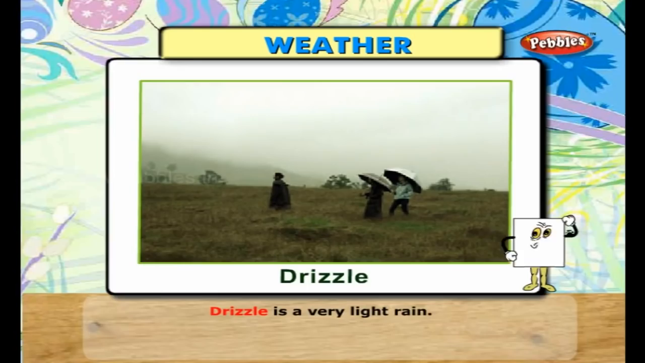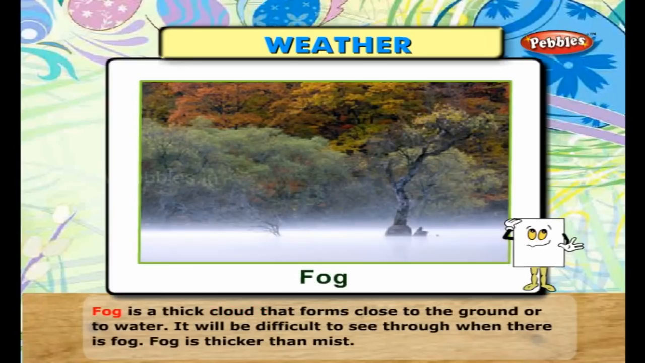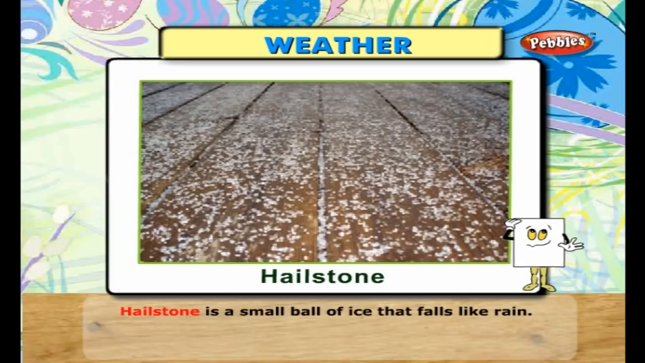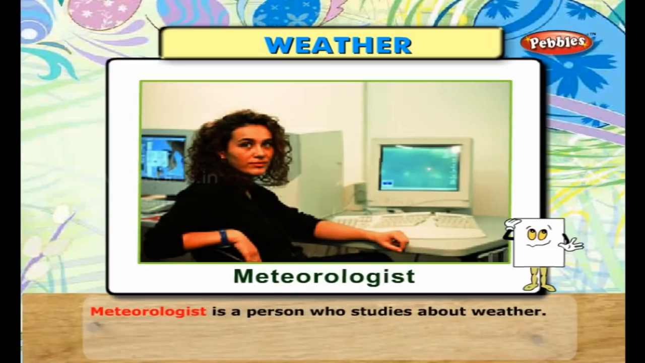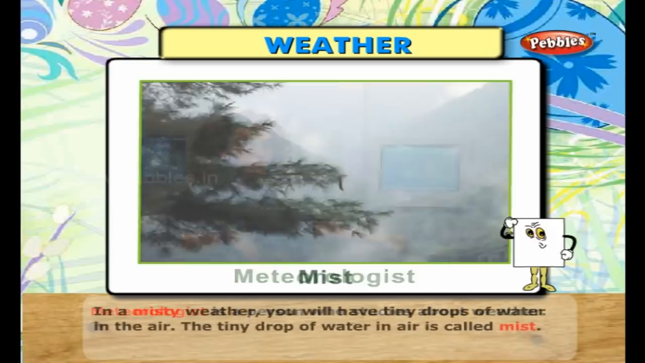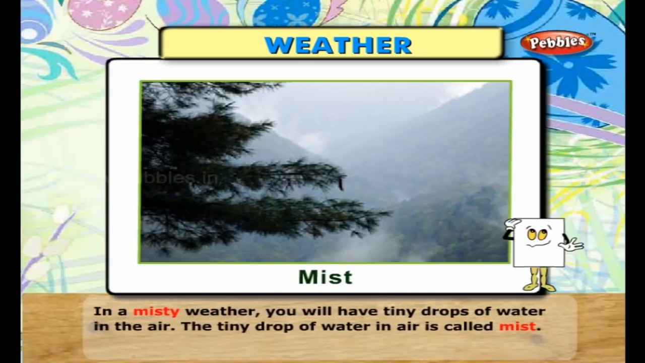Drizzle is a very light rain. Fog is a thick cloud that forms close to the ground or to water. It will be difficult to see through when there is fog. Fog is thicker than mist. Hailstone is a small ball of ice that falls like rain. Meteorologist is a person who studies about weather. In a misty weather, you will have tiny drops of water in the air. The tiny drop of water in air is called mist.